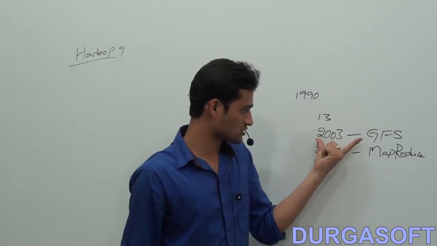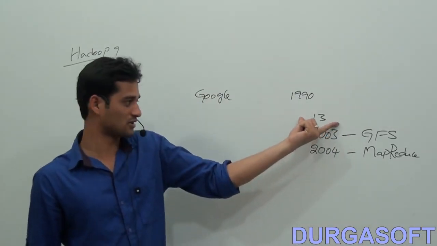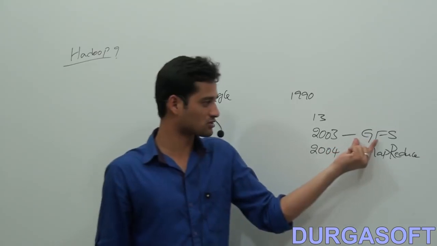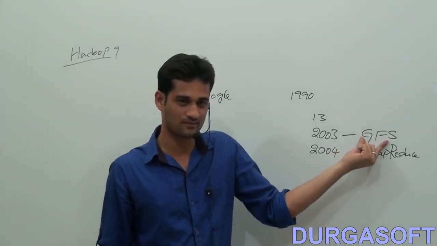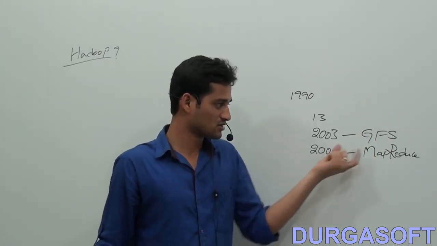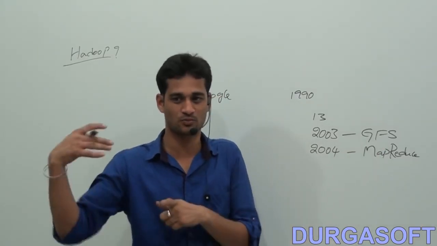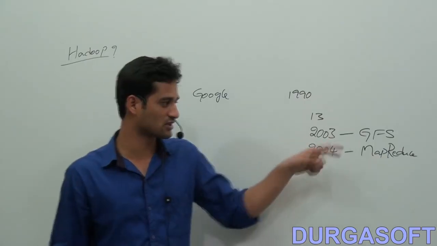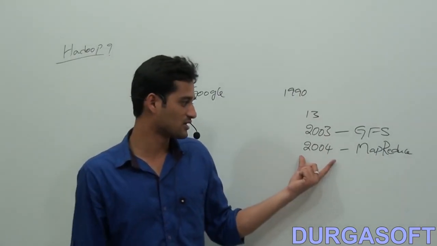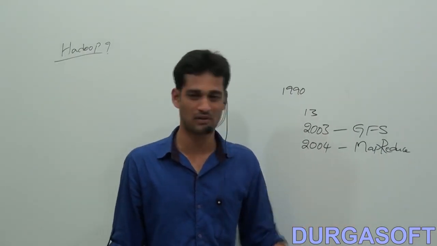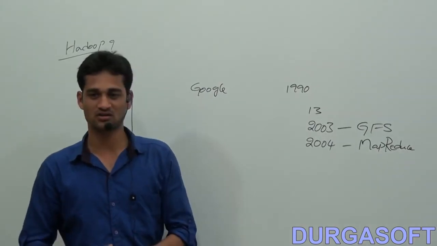So in the year 2003, they took 13 years. Finally they gave one conclusion for storing their data as GFS, Google File System. And as they gave a technique for storing their data, they must give some other technique to process that data which we are storing in that GFS. So for that reason, in the year 2004, they introduced MapReduce as the best processing technique.